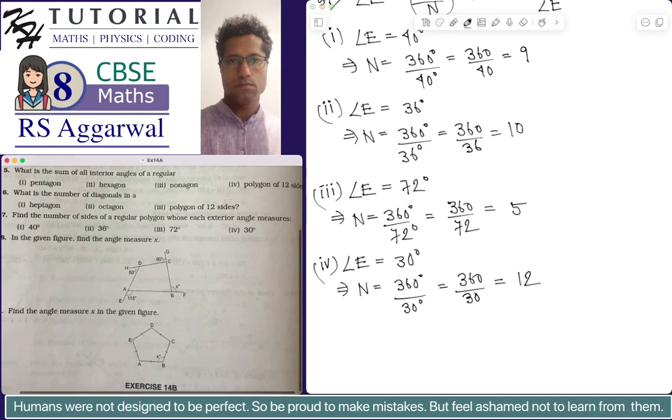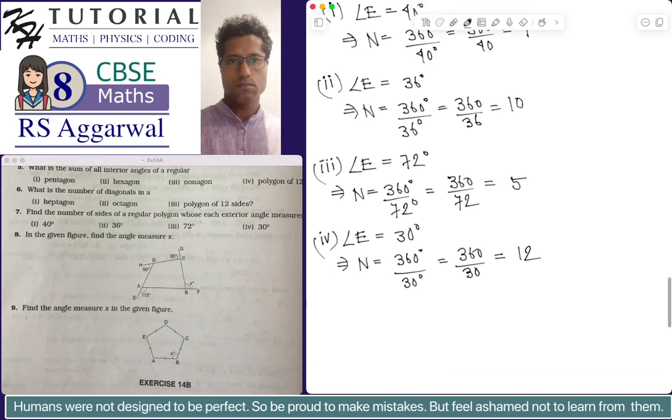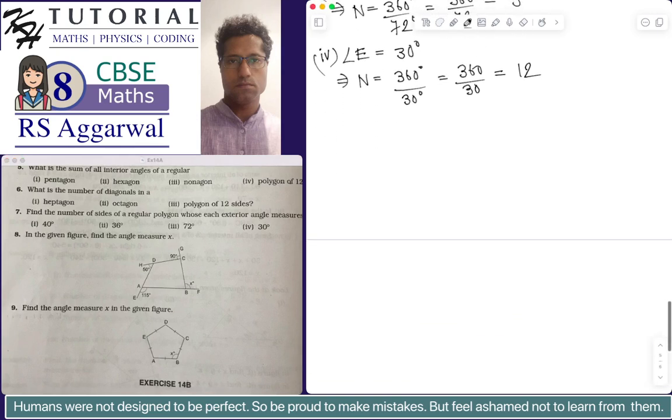Let's do question number 8. For question number 8, we have a figure. A polygon is given. Let's quickly draw the figure. A polygon is given and some exterior angles are given. There is an unknown exterior angle x, and we have to find x. So, let's see what the polygon is first. Draw the polygon.